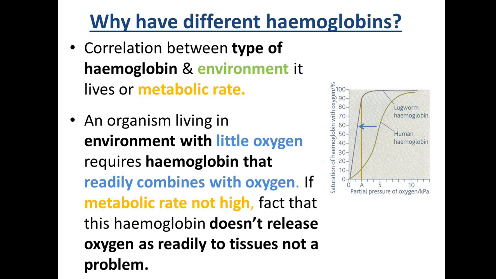So, as I said before, there's a correlation between the type of haemoglobin and the environment it lives in, or its metabolic rate. So, if something lives in a place where there's not much oxygen, and they're quite still, they don't really move about a lot, so they have a low metabolic rate, then they're not that bothered about releasing the oxygen to tissues, but they do need to try and get the oxygen as much as possible.